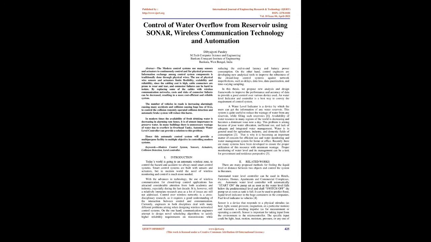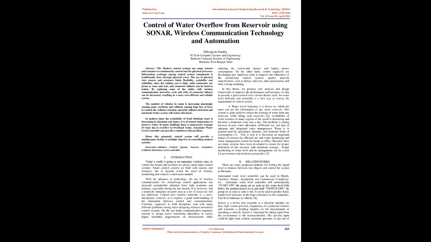On the other hand, control engineers are developing new analytical tools to improve the robustness of closed-loop control systems against network imperfections, such as delays, data loss, data quantization, and time-varying sampling. In this thesis, we propose new analysis and design frameworks to improve the performance and accuracy of data to provide good control over the various devices used. A water level indicator and controller is a good way to convey the requirements of a control system.